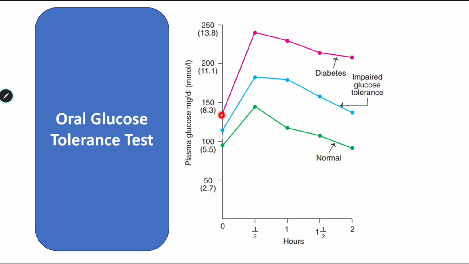And if it is diabetes, fasting glucose levels will be above the threshold for diagnosis of diabetes mellitus, and 2 hours after the 75 gram glucose, blood glucose levels will be above 200. So that is about the oral glucose tolerance test in a normal individual, in an individual with impaired glucose tolerance, and an individual with diabetes. So what is the criteria for normal blood glucose, impaired glucose tolerance, and diabetes?